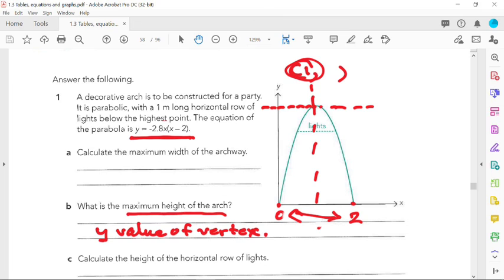What is this unit called? Okay. Application and what? Parabolas. Applications of parabolas and quadratics.